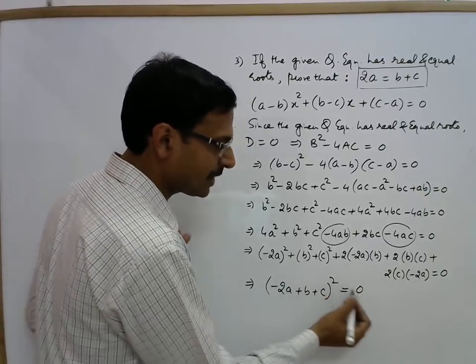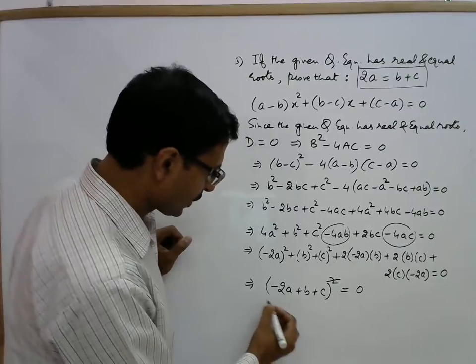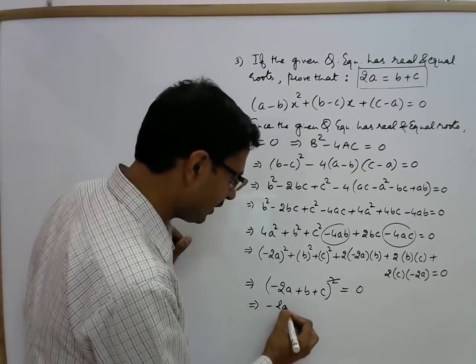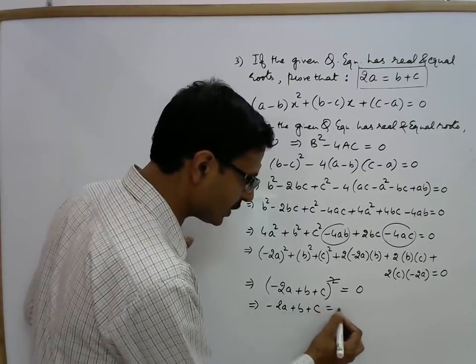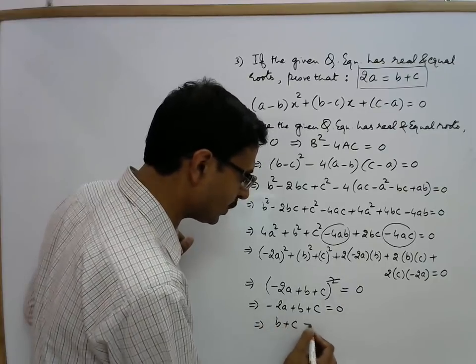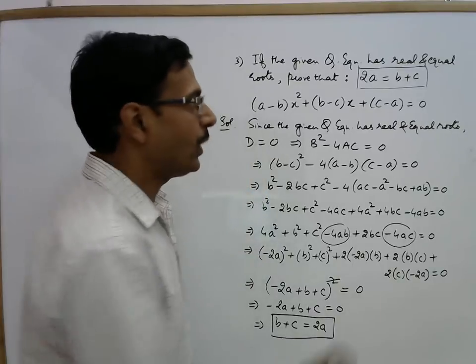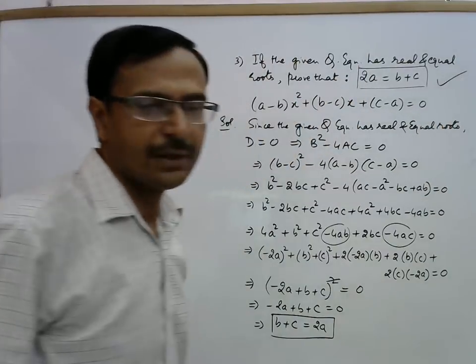So when something is equal to 0, then you can cancel out the square. Root 0 is 0 itself. So you get minus 2a plus b plus c equal to 0. And when you shift 2a to the other side, you get b plus c equal to 2a. This is what was required in the question.